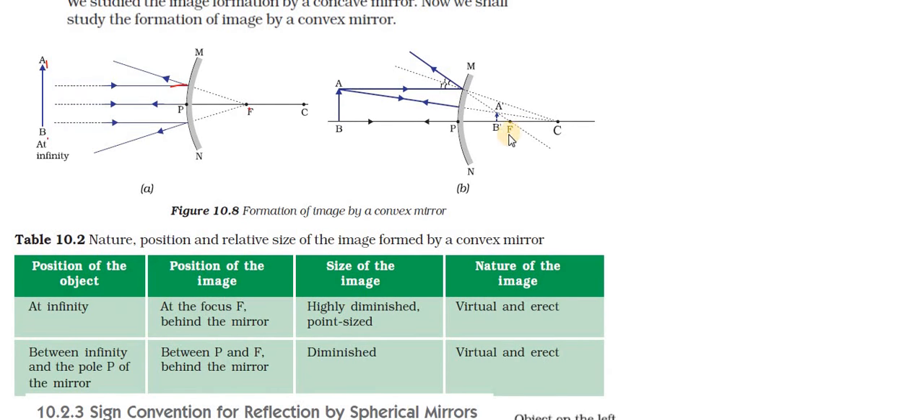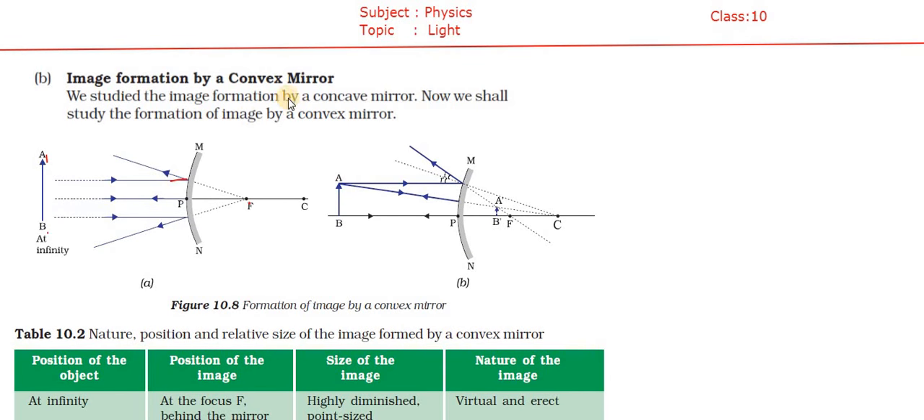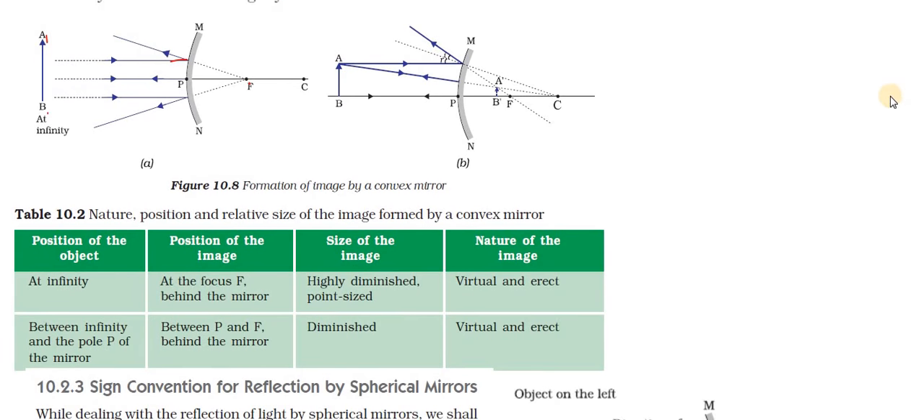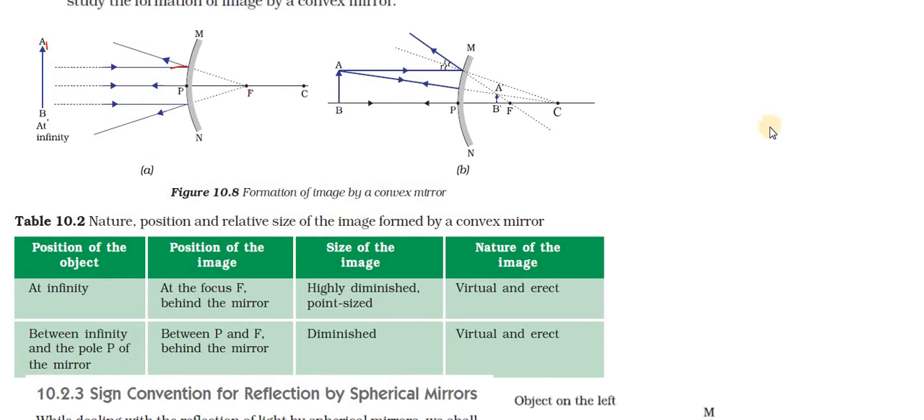Today in today's class we studied only image formation by convex mirrors. In image formation by a convex mirror we have only two positions, but in concave mirrors we took around six positions. In this chapter we'll get at least one question for 2 marks or 3 marks, on image formation from convex mirrors and concave mirrors.